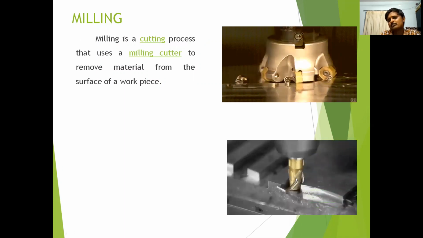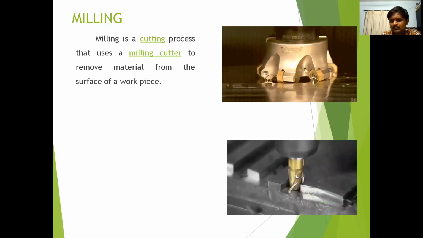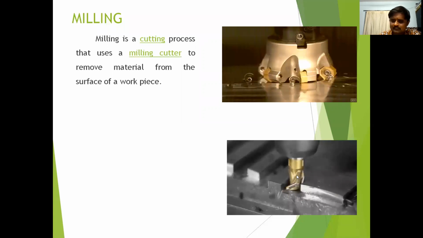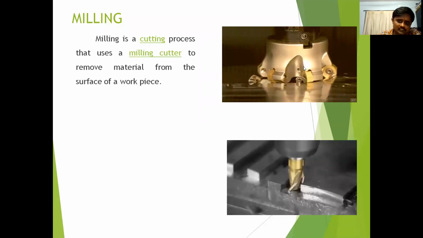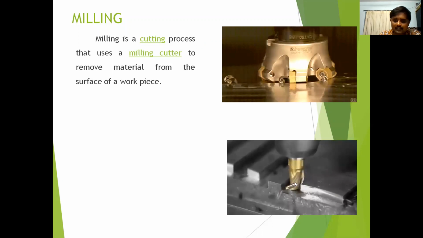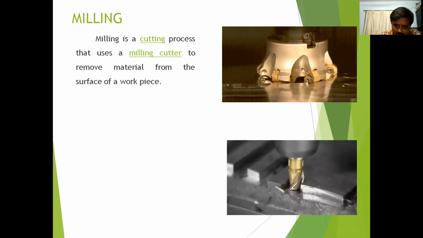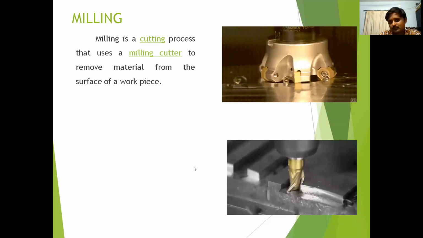This is also a milling process, but here we are using different milling cutters. In the next slides, I am going to explain when we are going to use this type of cutter and this one. And here also you can observe the metal is removed from the given work surface.